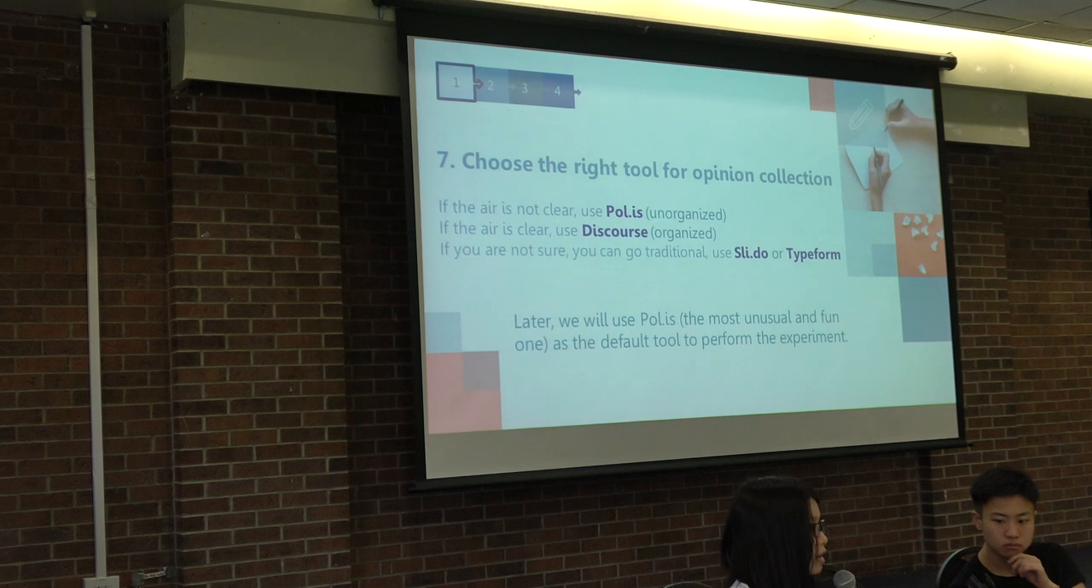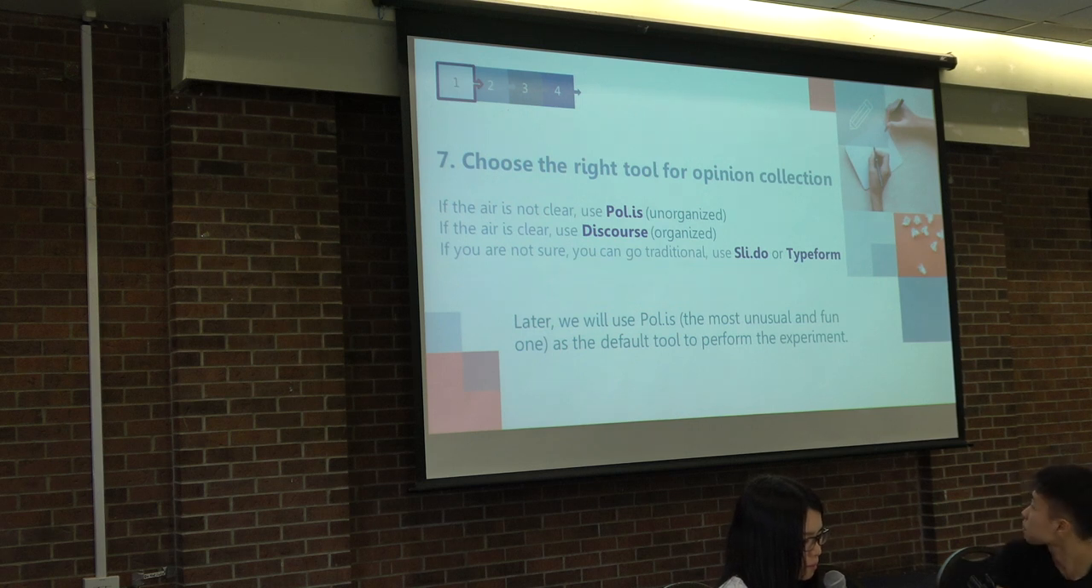Because in a traditional online questionnaire, all the questions and options are set by the editors. But in Polis, the contributors can decide by themselves what to discuss and what to vote on. So this is also one of the key features of Polis. If the air, the consensus, is clear enough, then we can use Discourse, an organized online forum, or a traditional online questionnaire. And if you're not sure, you can just go traditional, like using Slido, Typeform or Google Form to run the survey.